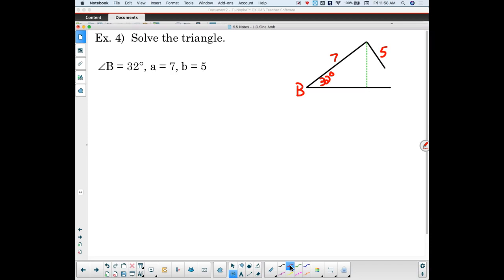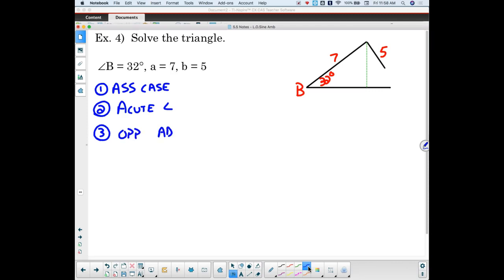Angle side side case? Yes or no? Angle given: acute. Comparison of opposite and adjacent: which one's bigger? The adjacent is bigger. That means we have to do what? Check our height.